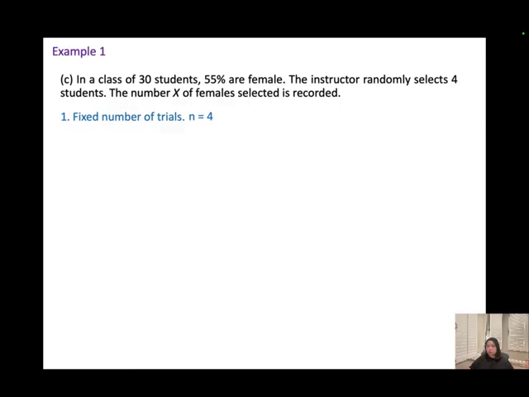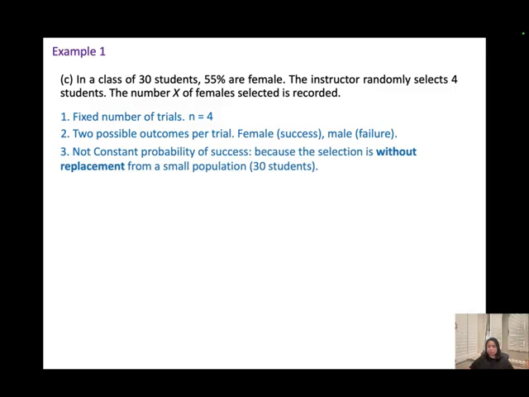Do we have two possible outcomes? Yes, because we try to select the female. So if female, we consider this a success. Male, there will be a failure. Is the probability of success the same? Not really, right? Because the selection is without replacement. So the probability does not remain the same.